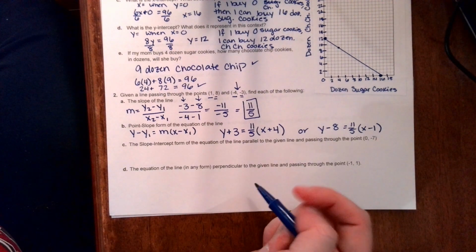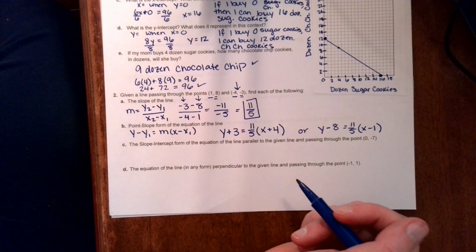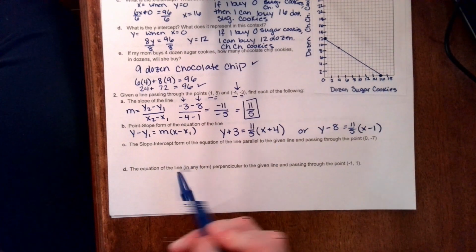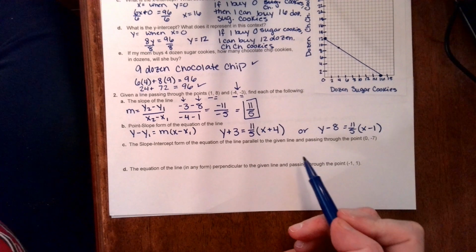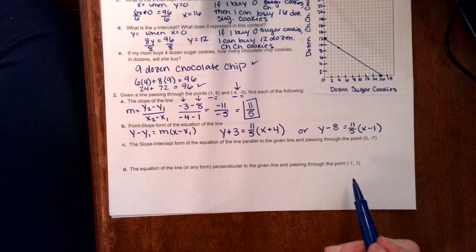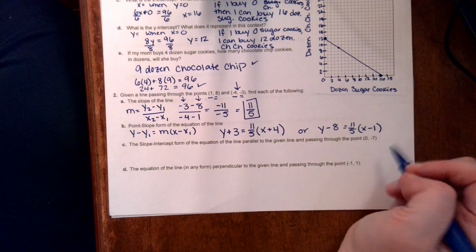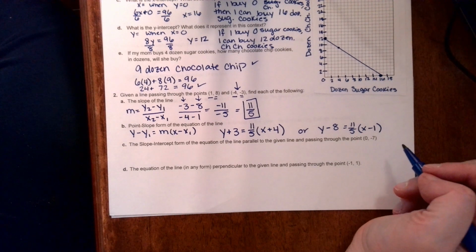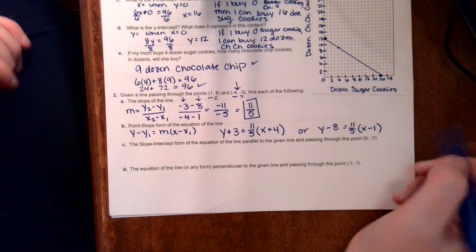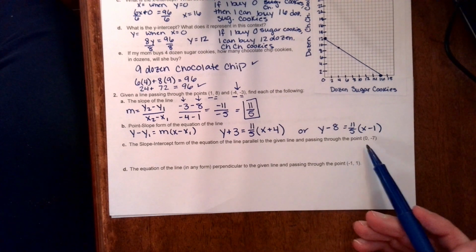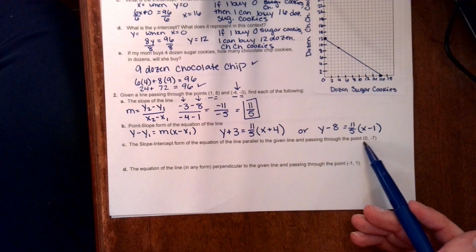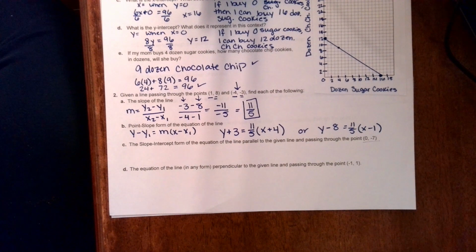Okay, C, the slope-intercept form of this equation. Oh, no, I take that back. The slope-intercept form of the equation of the line parallel to the given line and passing through the point 0, -7. So that's interesting. We want not this equation in slope-intercept form. We want it in going through -7. We want a parallel line.